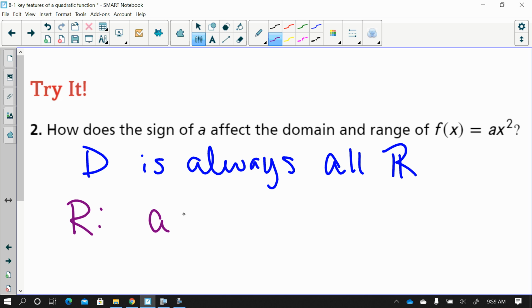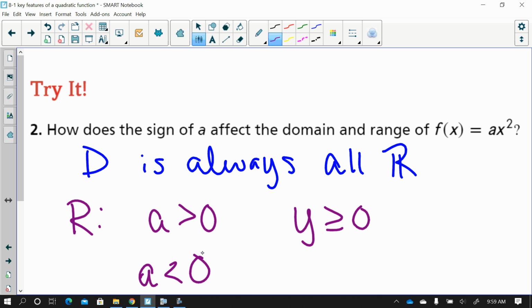When A is greater than 0, my range is y is greater than or equal to 0. When A is negative, our range is y less than or equal to 0. So this basically means it's opening down, so I can go from negative infinity all the way up to 0. And then up here, I have no negatives, so I go from 0 all the way up to positive infinity. So that's our domain and range.